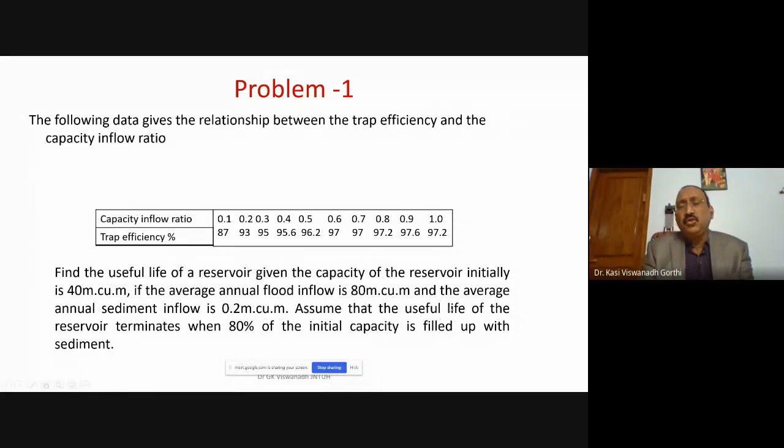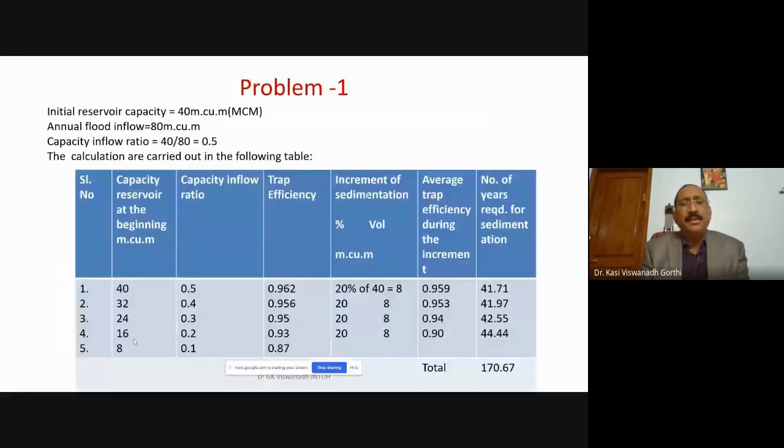Assume that the useful life of the reservoir terminates when 80% of the initial capacity is filled with the sediment. This is by definition. So when 80% of the capacity is filled with the sediment, we say that the life of the reservoir is over, exhausted. Now you need to find how many years this reservoir can be useful.